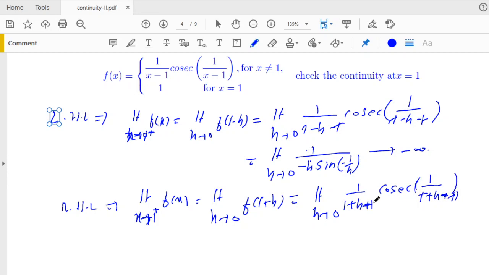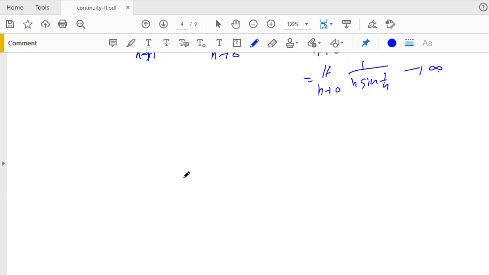Therefore, 1 cancels, and this value equals the limit as h goes to 0 of (1/h) sin(1/h), which converges to plus infinity. Therefore, the left hand limit and right hand limit do not exist. Therefore, this discontinuity is called a discontinuity of the second kind, since the limit does not exist.